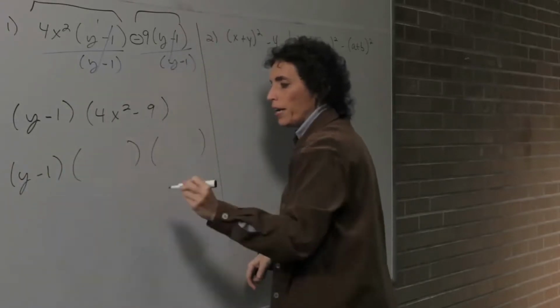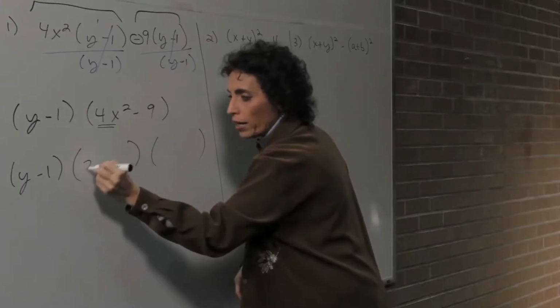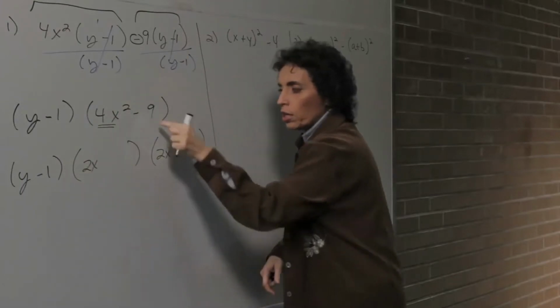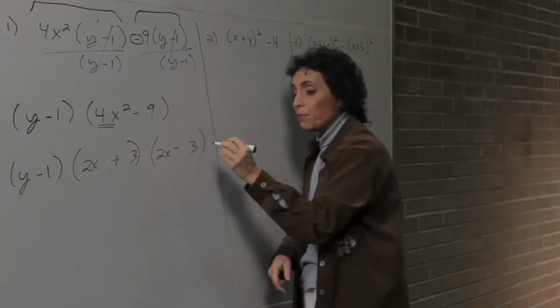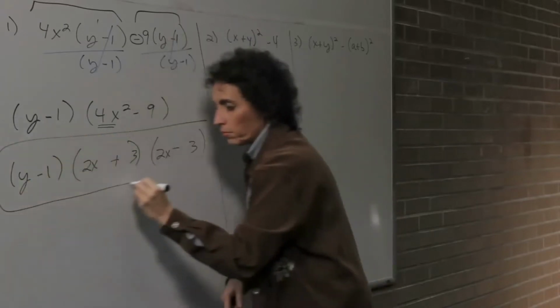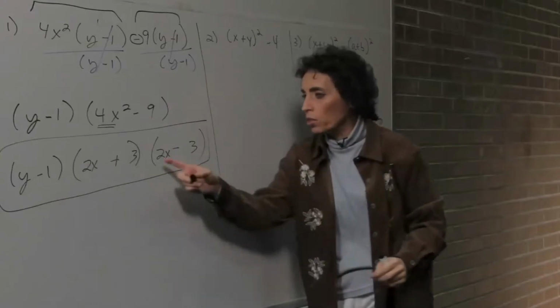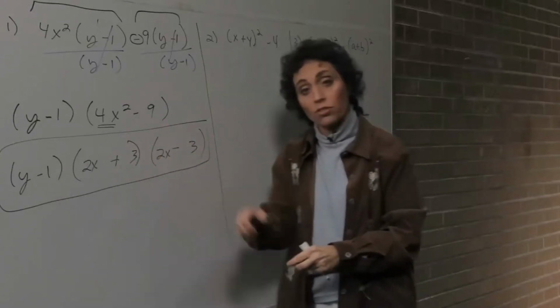These can get so big. Isn't that cool? Okay. 2x times 2x. 9 would be 3 times 3, one plus, one minus. I am now done. That's the end of the problem. All linear, we're good. Good to go. Awesome.